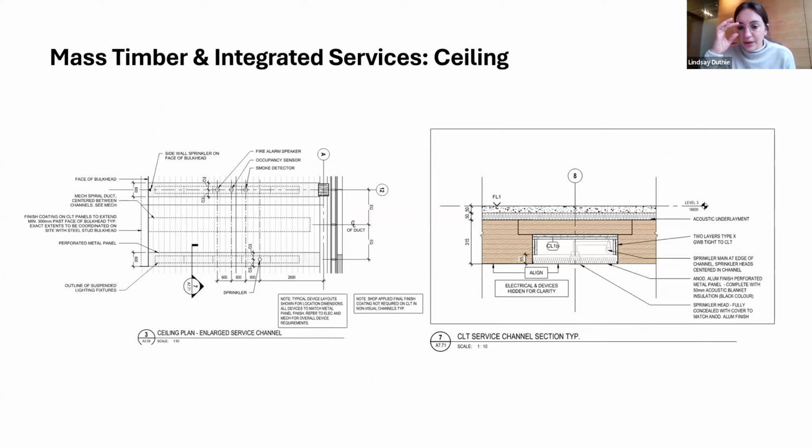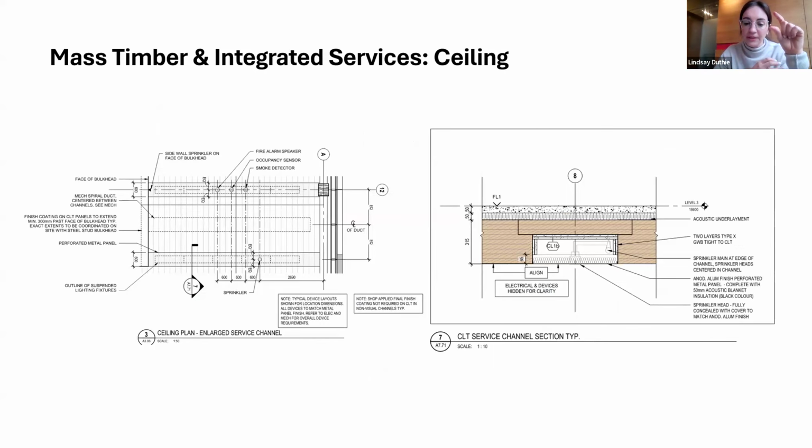We achieved these channels by using three-ply CLT panels at the midpoint between the grid lines. And then we have the 9-ply on either side of that, so we create a void. And that's where the services are run. You can see the detail on the right.